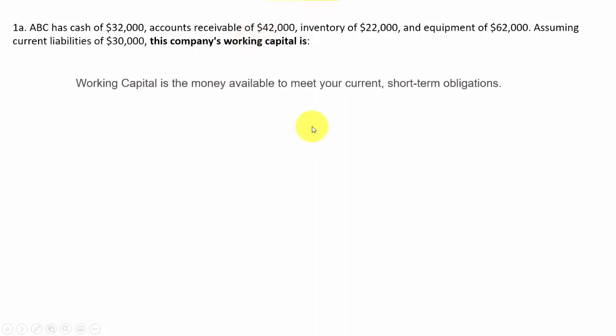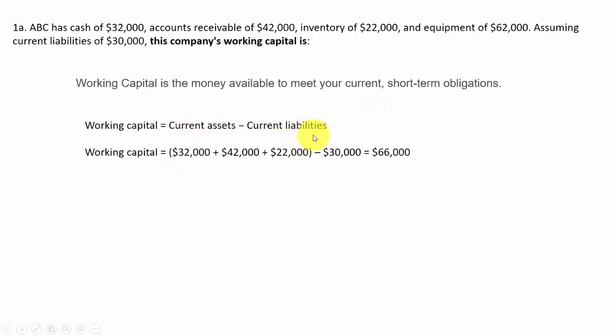Okay, working capital is the money available to meet your current or short-term obligations. And working capital is figured out as taking the current assets minus current liabilities. So in this situation, our current assets are $32,000 in cash, accounts receivable of $42,000 and $22,000 in inventory. Add all that together and then subtract off the current liabilities, which are $30,000. So working capital would be $66,000.